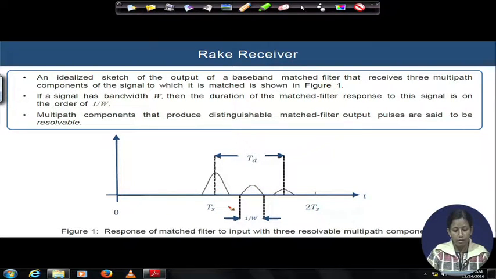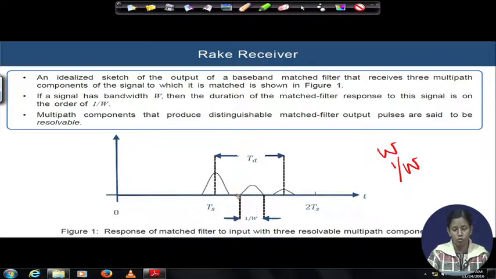And then if the matched filter is matched with the individual 3 multipaths, the output of this baseband matched filter will look like this over the delay axis. But remember one thing: if my signal has a bandwidth of capital W, then the duration of the matched filter response to that signal should be 1/W. Hence the multipath components that produce distinguishable matched filter output pulses we call the resolvable multipaths.